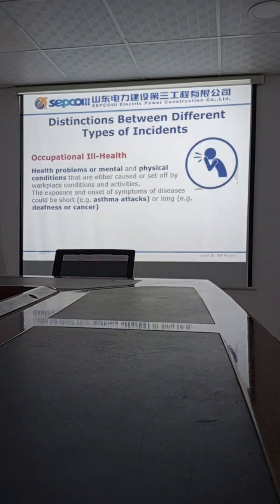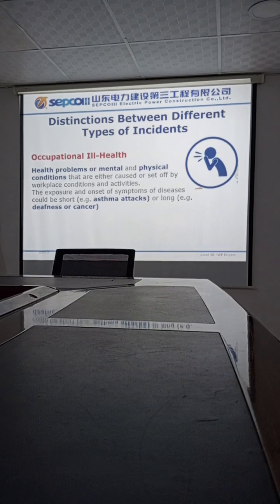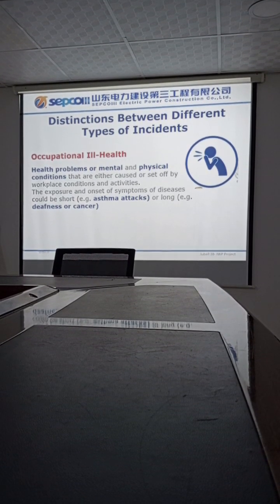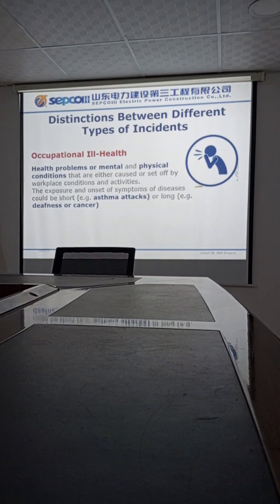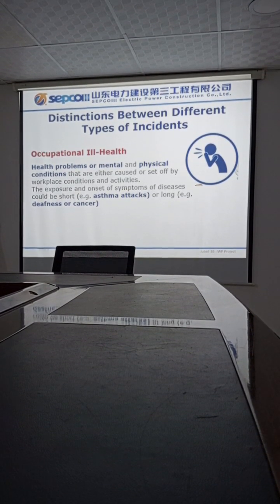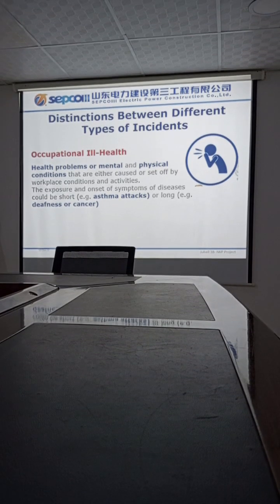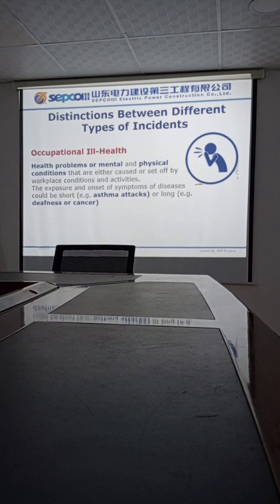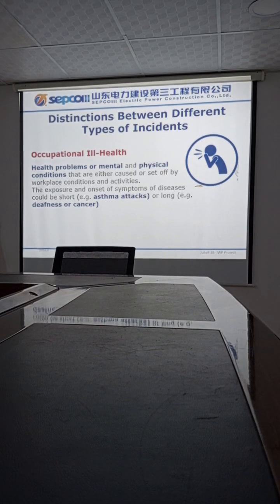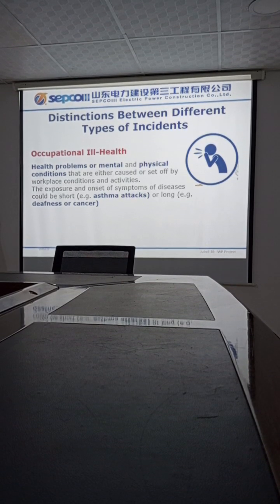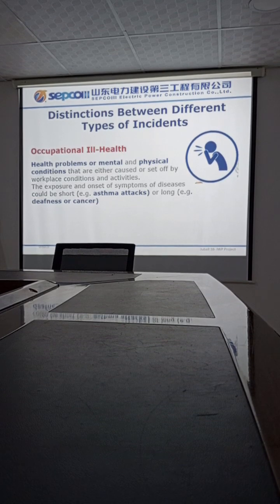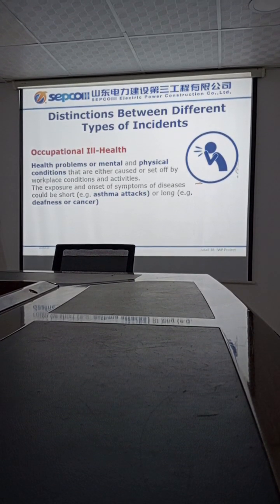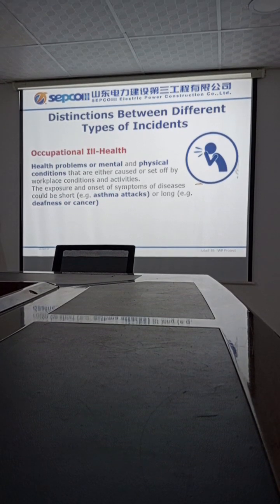Okay. Now, second, the distinction between different types of incidents. We have many types of incident. Occupational health: if you are doing blasting, later on you will cough, and after one week you go to hospital, and you have lung cancer because of the paint and chemicals. We can consider this as occupational ill health.